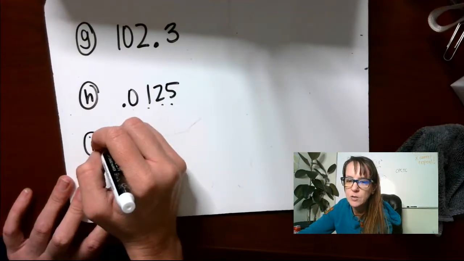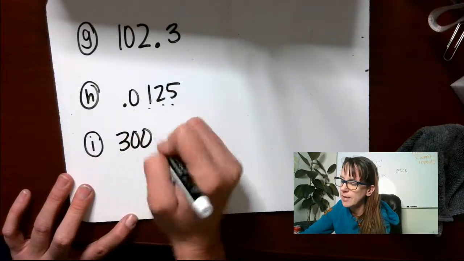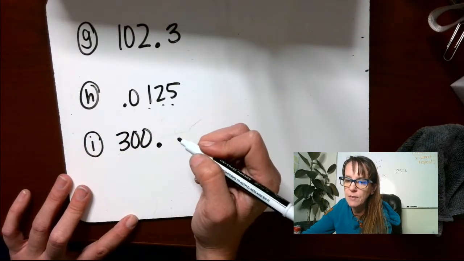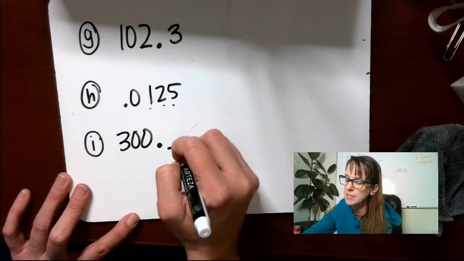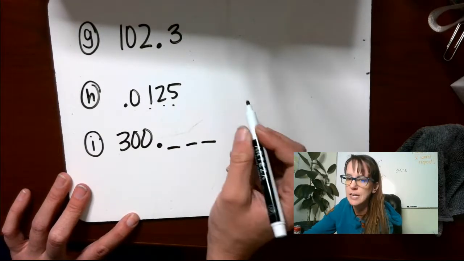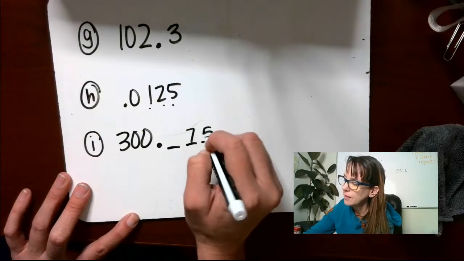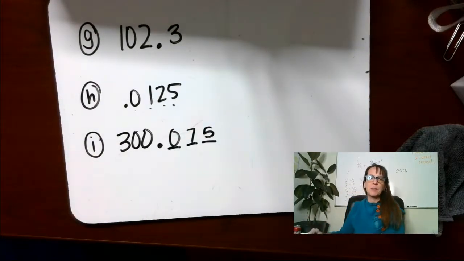All right, 300 and 75 thousandths. So the thousandths would be, our first place is tens, hundreds, thousands. So 75 thousandths will look like that. Got to put that placeholder in there.